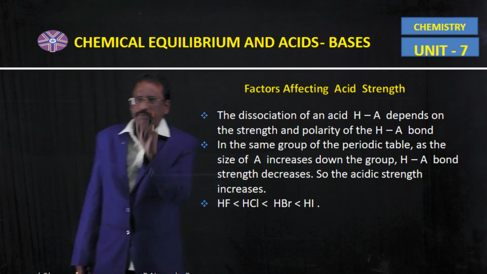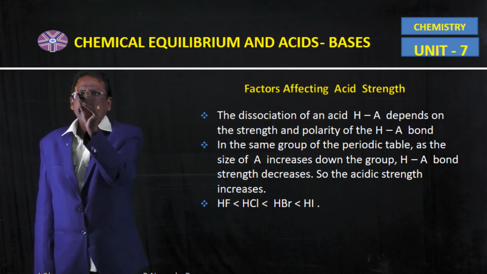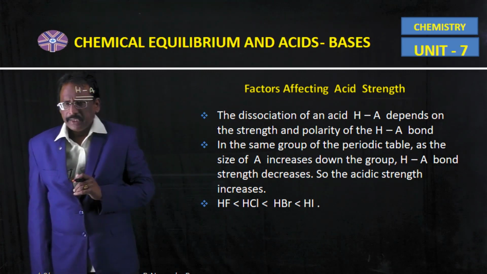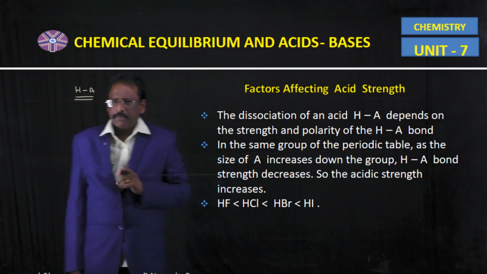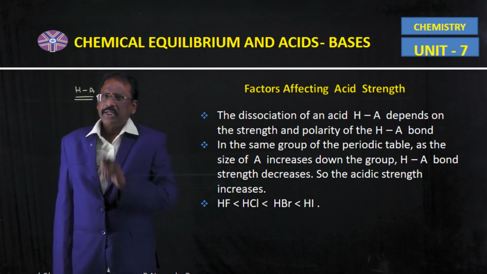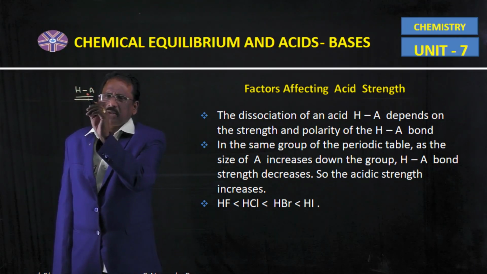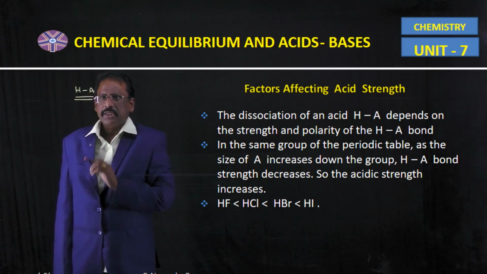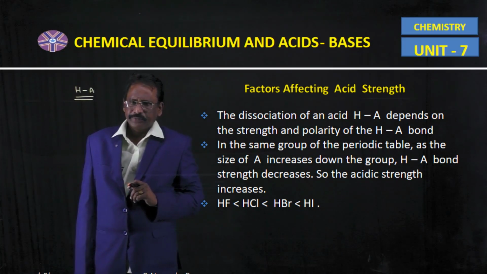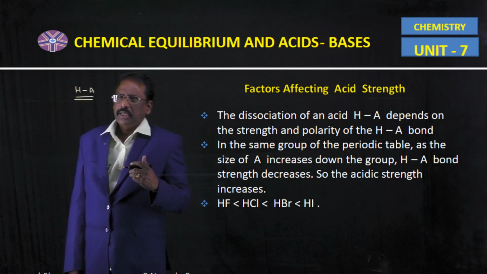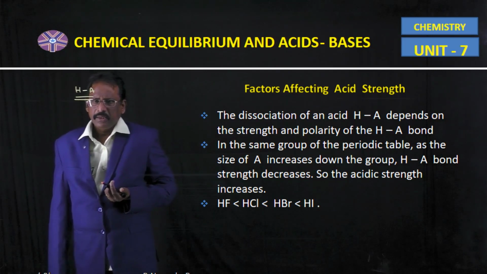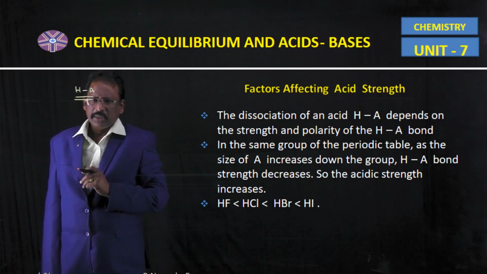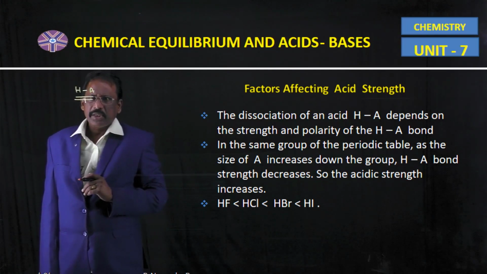The next one is, what are the factors affecting the acidic strength? For example, if the acid is represented by HA, this acidic strength depends upon 2 factors. One is the strength of this HA bond and the other is the polarity of this HA bond. The dissociation of an acid depends upon the strength of this HA bond and the polarity of this HA bond.